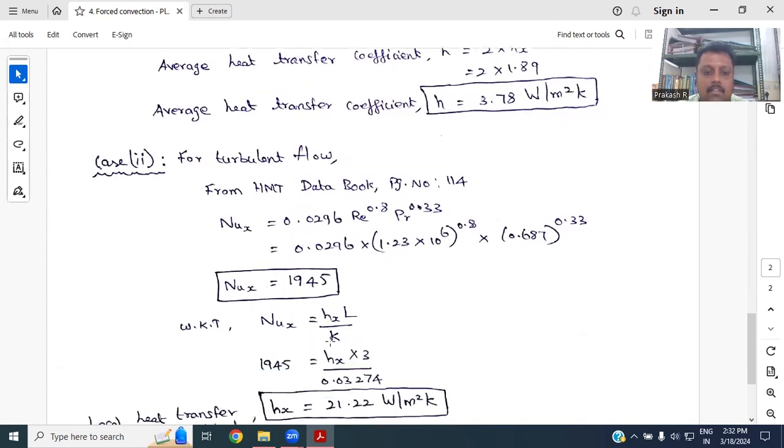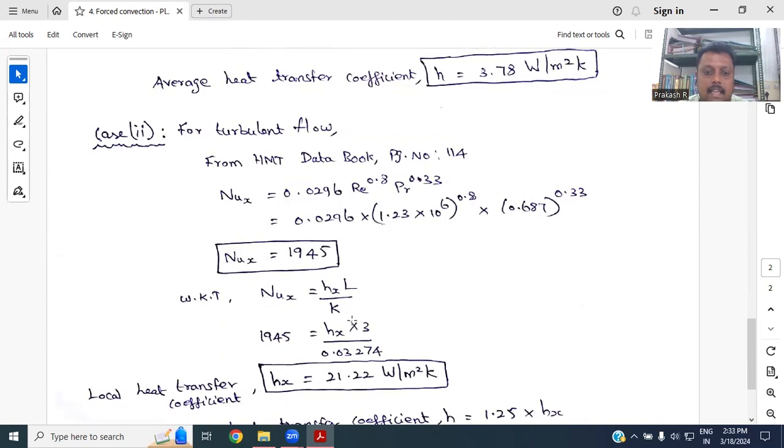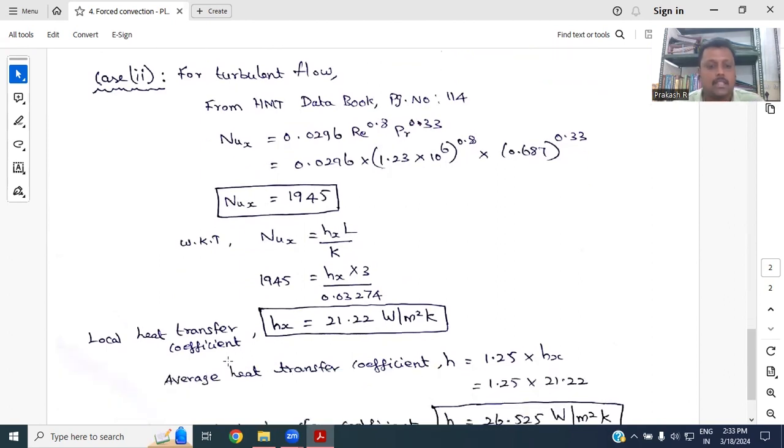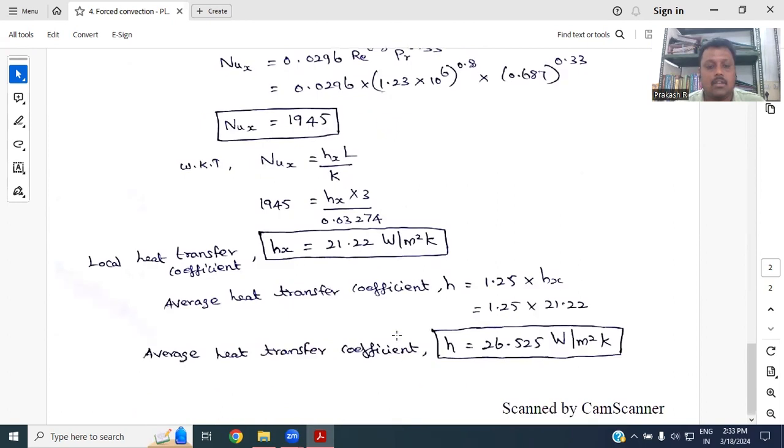This is the general equation. The Nusselt number general equation is Nu = hx L by k. By substituting this Nusselt number value, we can find the new hx value is 21.22 watt per meter square Kelvin. This is the local heat transfer coefficient. For the average heat transfer coefficient, h is equal to 1.25 into hx.